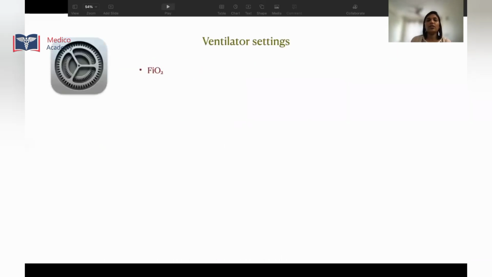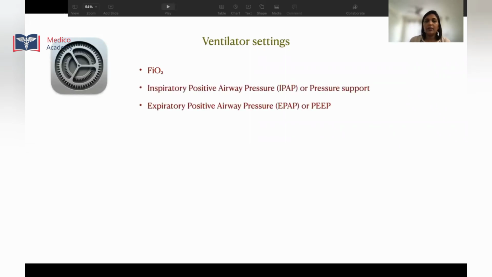So now let's get into the ventilator settings. What are the settings that you usually see when you switch on a non-invasive ventilator? The first one is FiO2, then inspiratory positive airway pressure. If it is a portable ventilator, it will be synonymous to the pressure support on a critical care ventilator. And expiratory positive airway pressure, which is synonymous to the PEEP on the critical care ventilator.